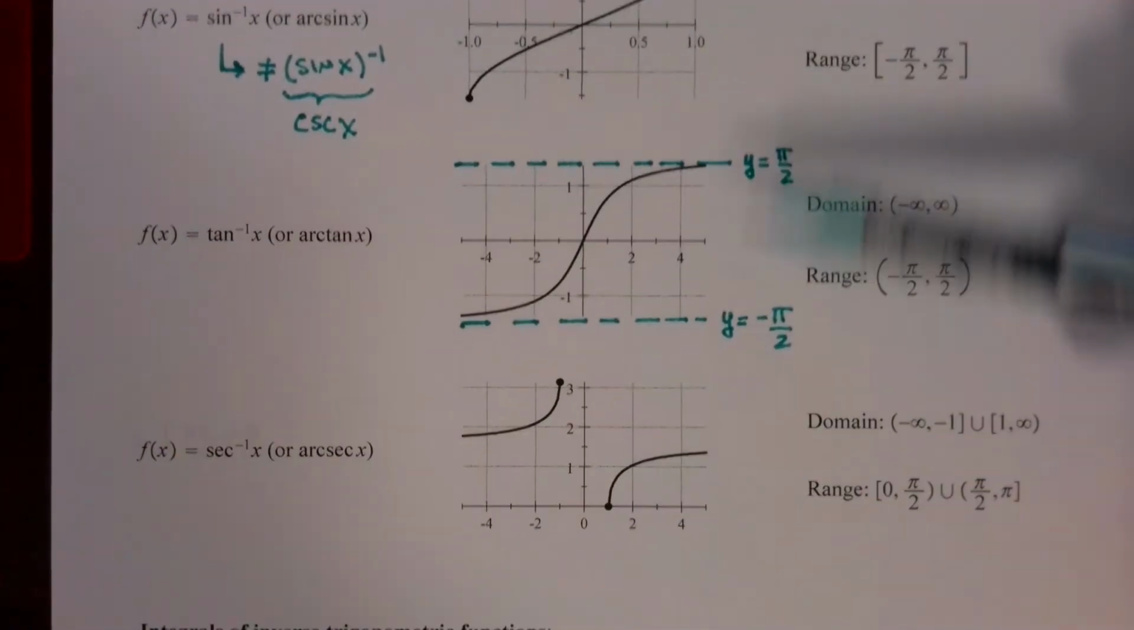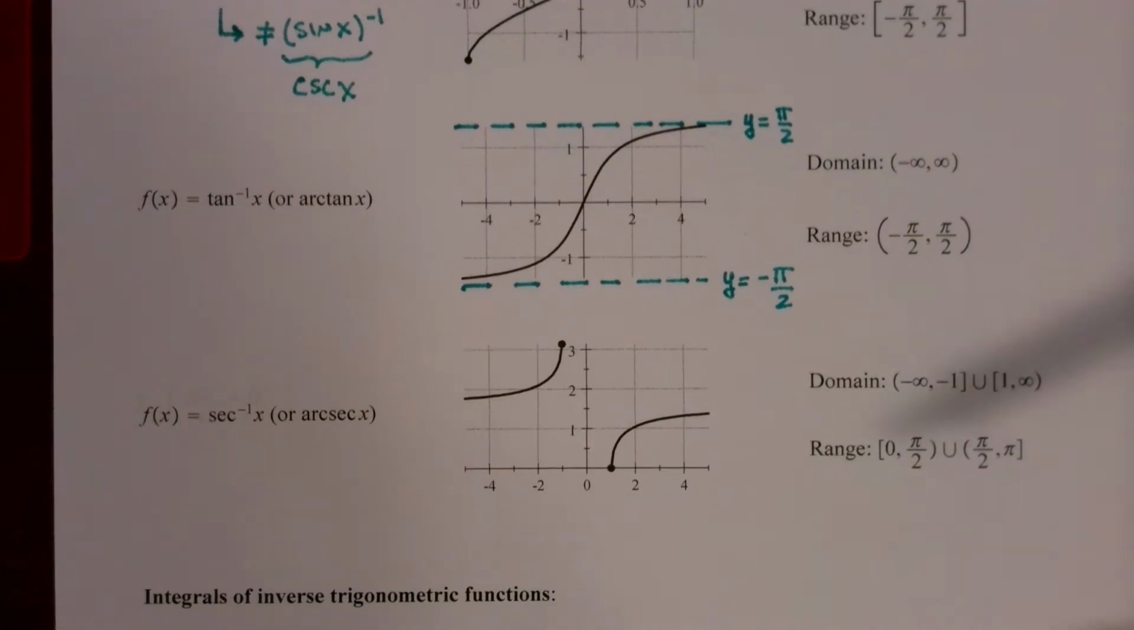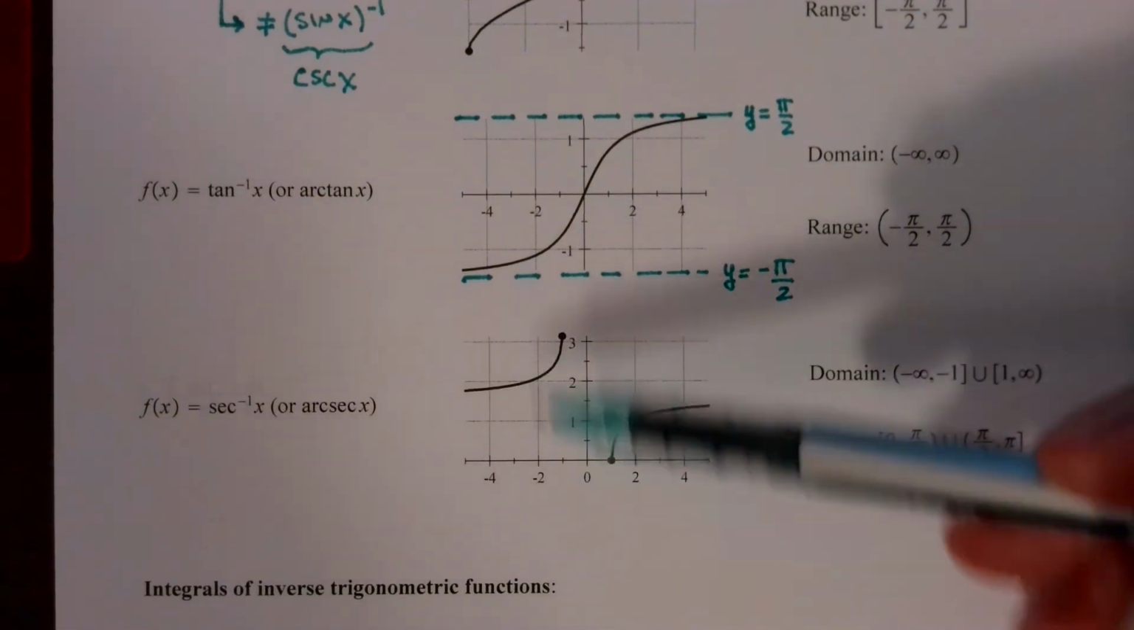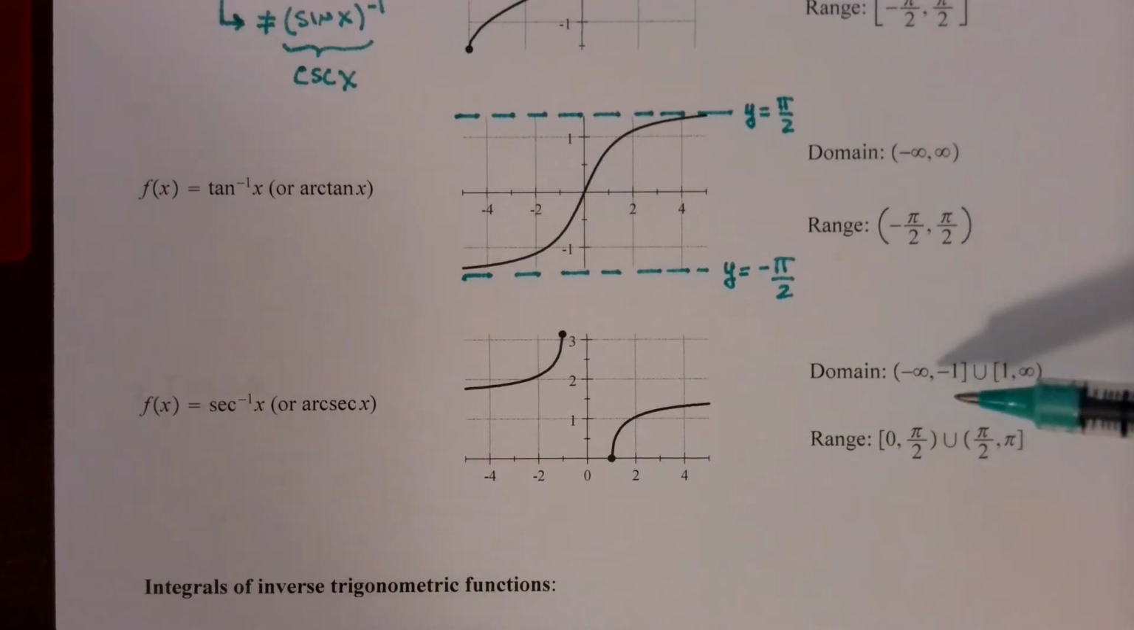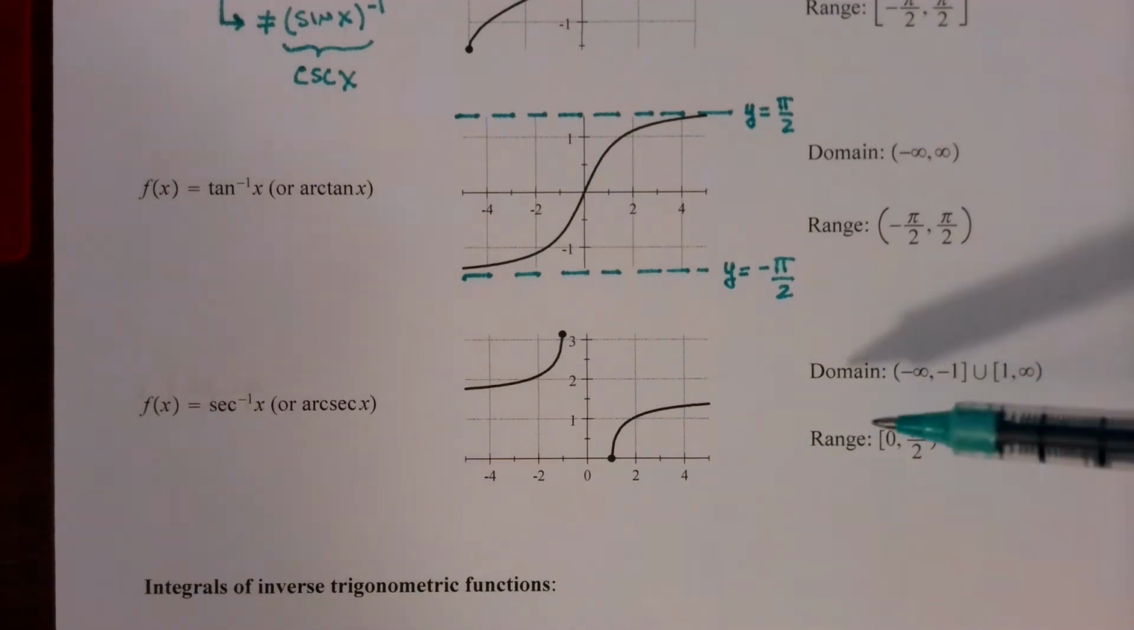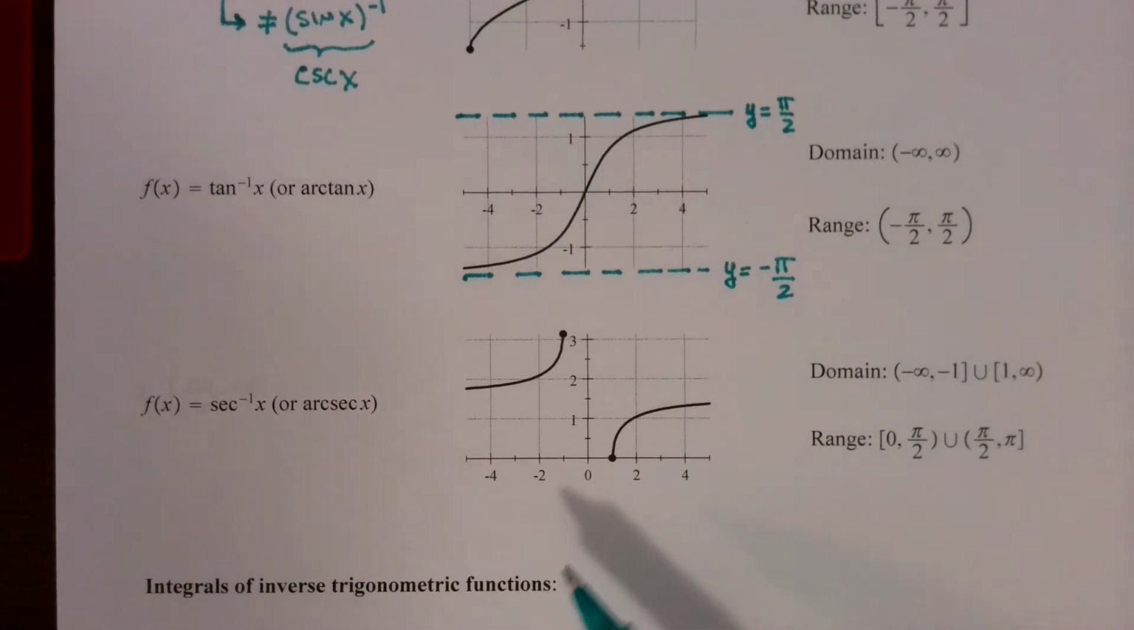In fact, there's other ways you can define these inverse functions. It gets a little tricky. This one is not as familiar to us. I'll just show it to you. You can see the strange domain: basically everything except values between negative 1 and 1.